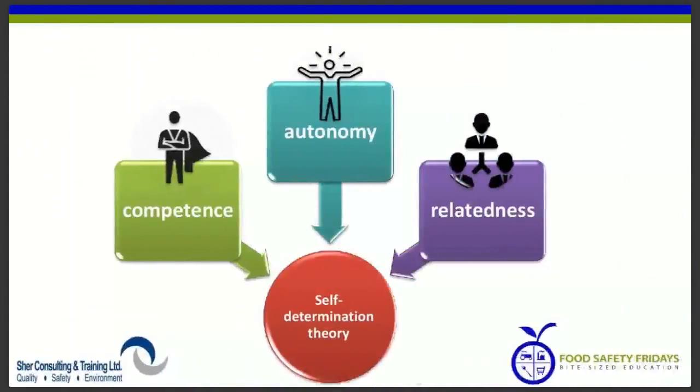Just in a nutshell, what scientists, motivational scientists and psychologists call self-determination theory, which explains this motivational shift, talks about three major drivers that drive motivation today: competence, autonomy, and relatedness, which are coming from the inside of people, not from the outside.